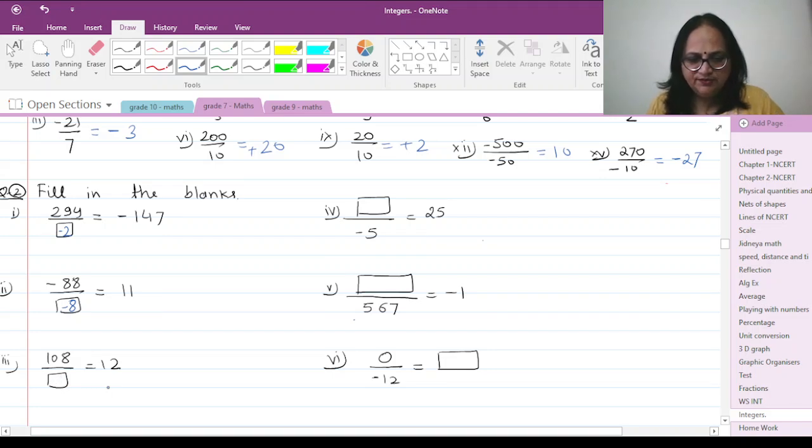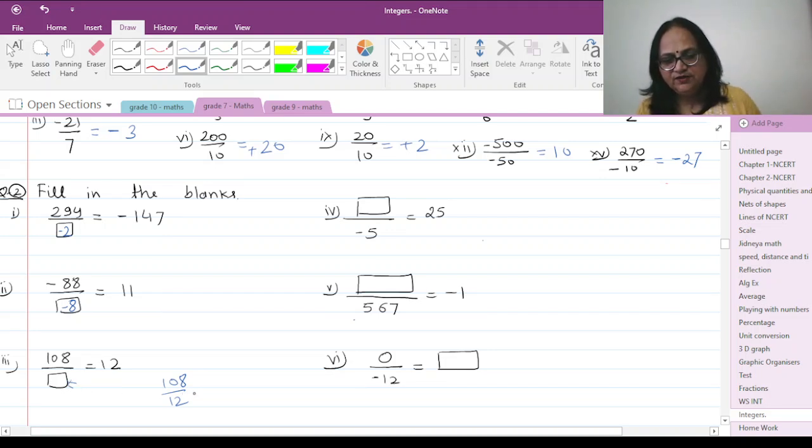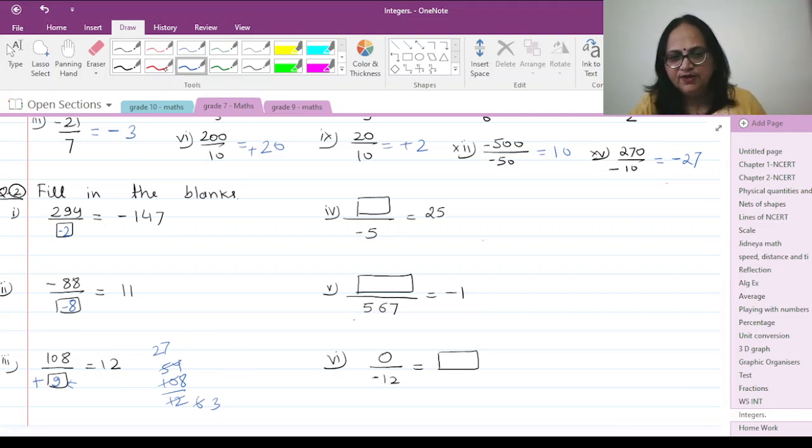So how to get this number? Suppose this number is 8. Try 108 divided by 12. If you have done simple equations last year, you can do it easily. 2 6s are 12, 2 5s are 10, 2 4s are 8, 2 2s are 4, 9. So you will be having 9 here, that is positive 9. If you are having some doubt or problem in how to solve this calculation, you can do it in the rough column.